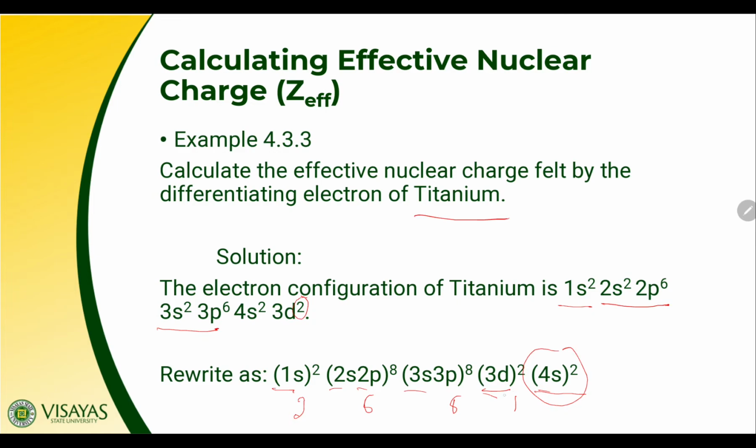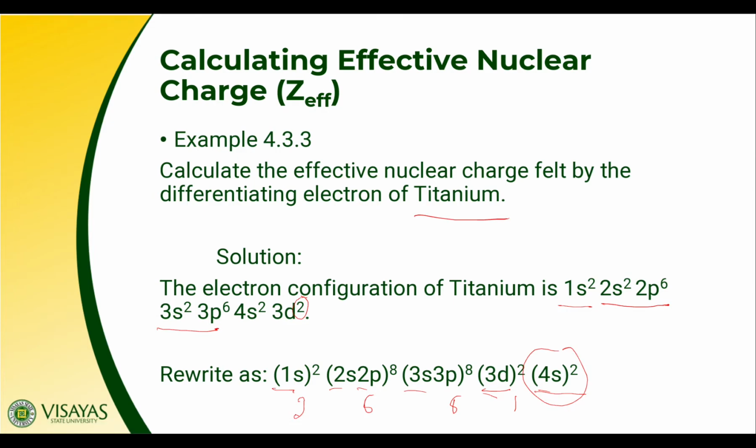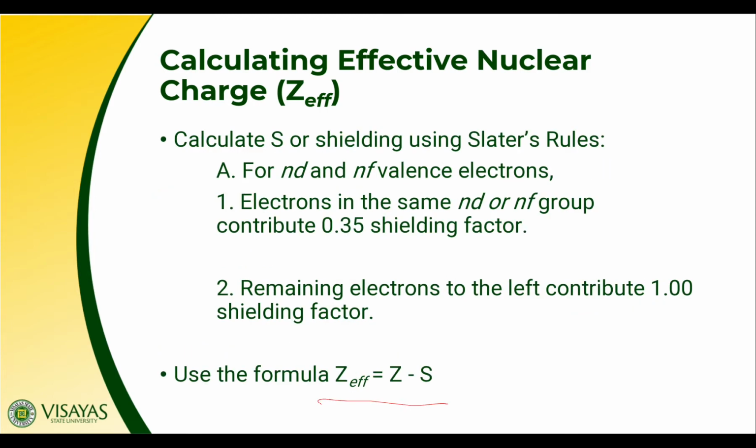Now, since the differentiating electron of titanium is in the d, we use the rule for the nd and nf configuration. Let's go back so that we can recall the rule. For nd and nf valence electrons, electrons in the same nd or nf group contribute 0.35 shielding factor. The remaining electrons contribute 1 shielding factor.